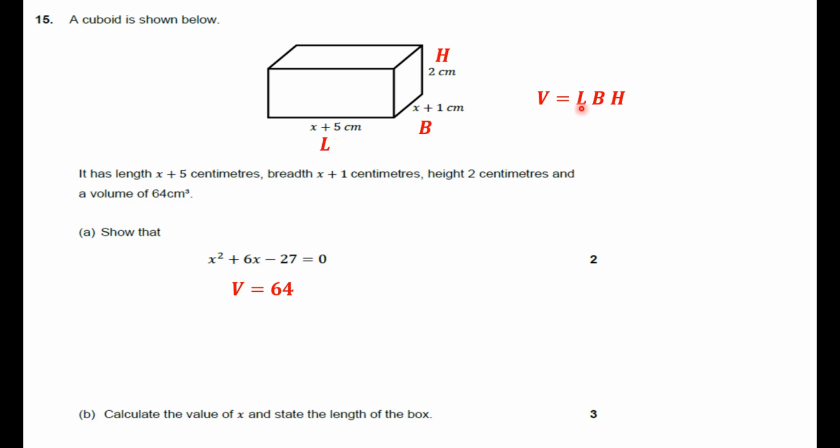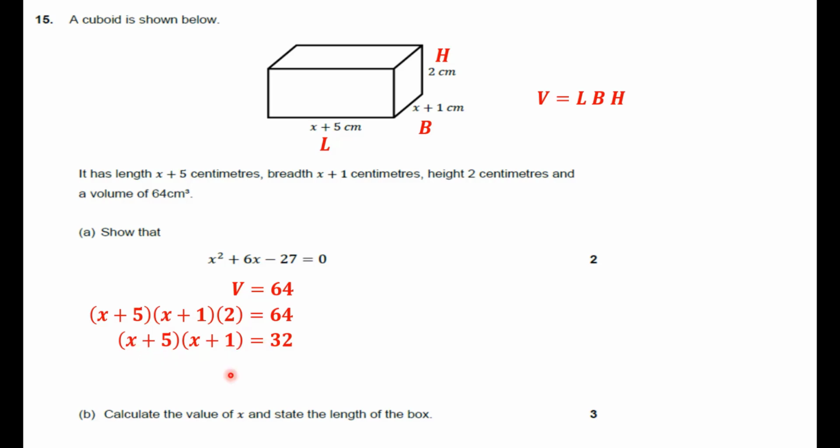We put the expressions in for L, B, and H. So L becomes x plus 5. B becomes x plus 1 and H becomes 2. Now we have something multiplied by 2 is 64. Let's divide by 2 to get rid of the 2. So x plus 5 times x plus 1 is 32.